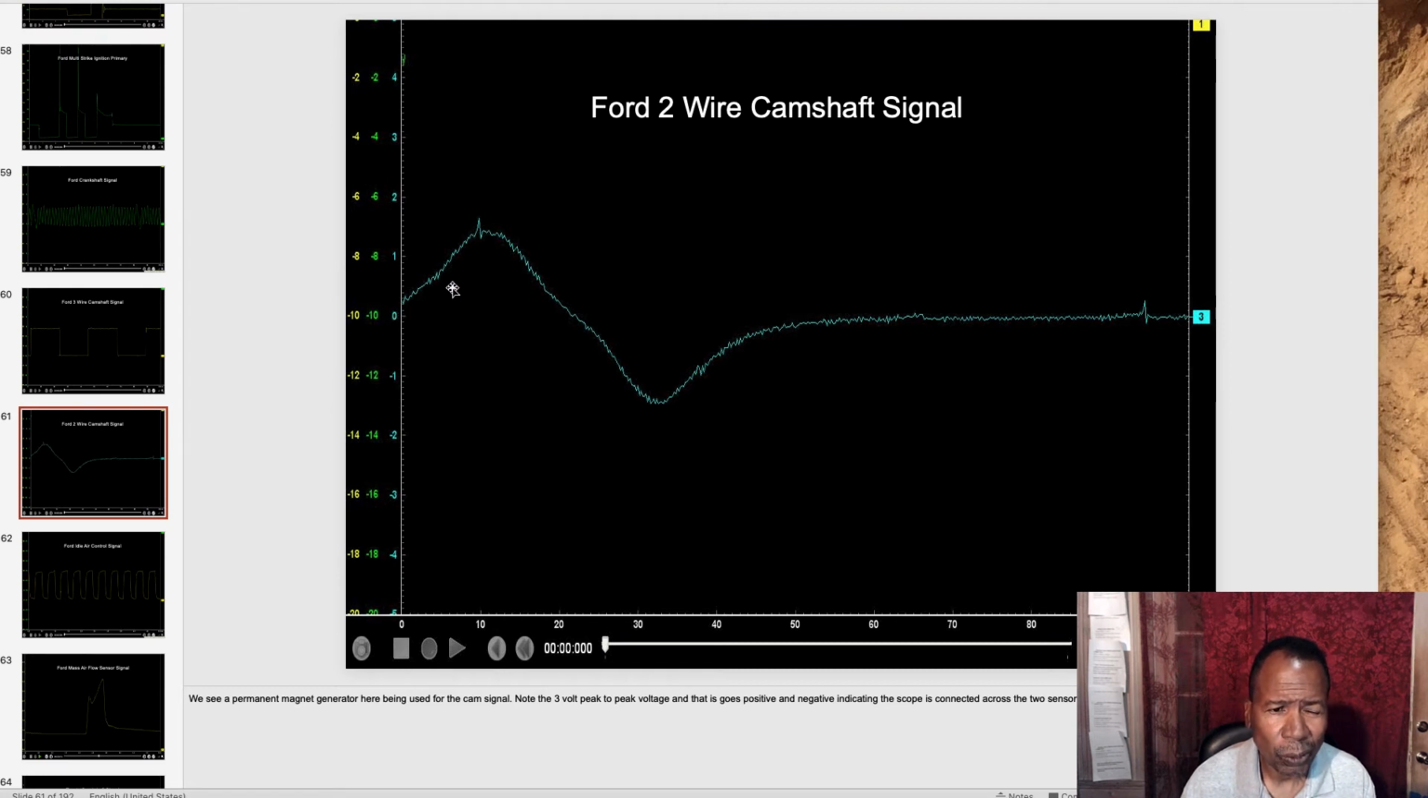This happens once every camshaft revolution. So it's a good signal here. It went positive from 0, about 1.5, crossed the 0 line again about 1.5, going across here. That gives me an amplitude of about 3 volts. Again, a known good signal, and this happens about once every camshaft revolution. You can see right here going back down to 0 again, then it repeats itself.